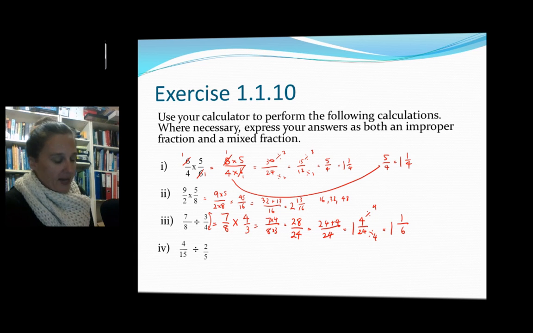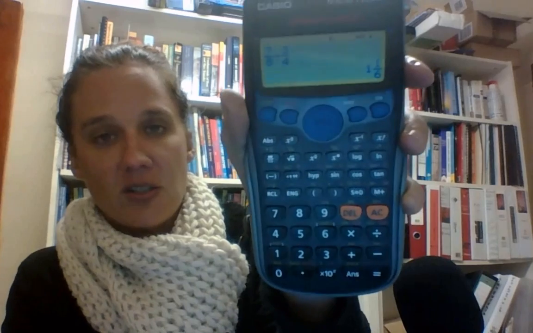We enter this into our calculator and we put 7 over 8 divided by 3 over 4, and we get 7 over 6, which is the same as 1 and 1 over 6. Again, we press Shift and SD to change it to 1 and 1/6.